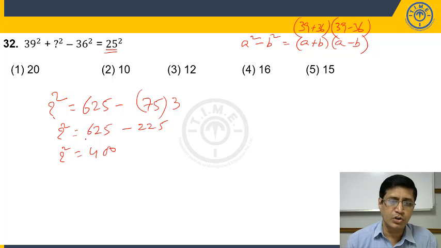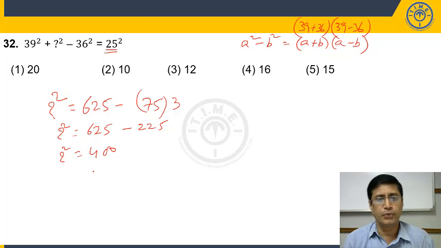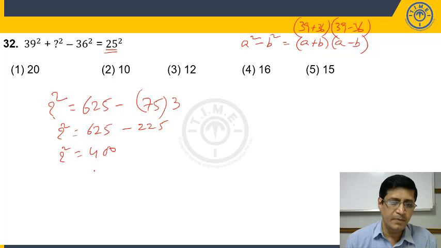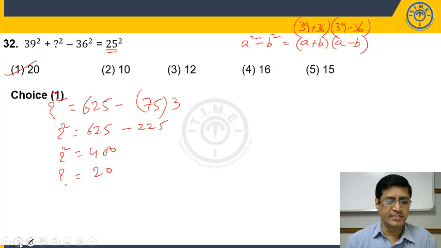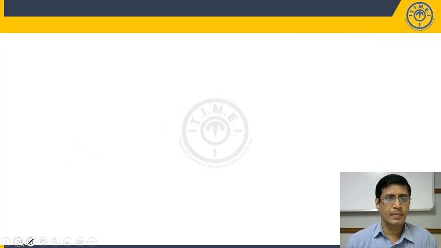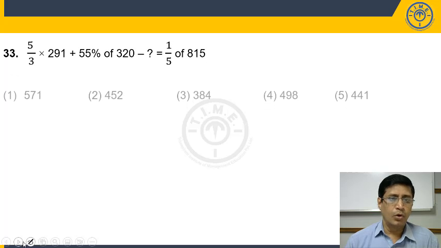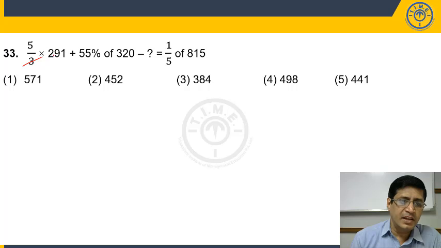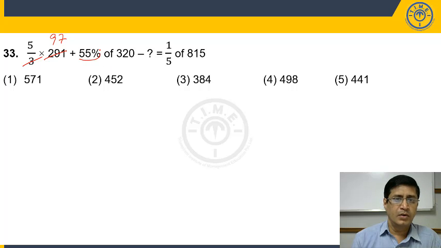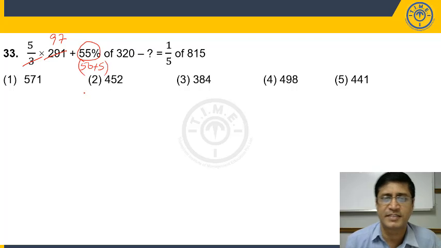So what is the value of the question mark? Square root of 400, it is 20. So the right choice is option number 1. The first choice is the right answer. Look at this next example on your screen. Now 5 by 3 of 291 means here 3 goes how many times? 97 times. 55% means 50% plus 5%.